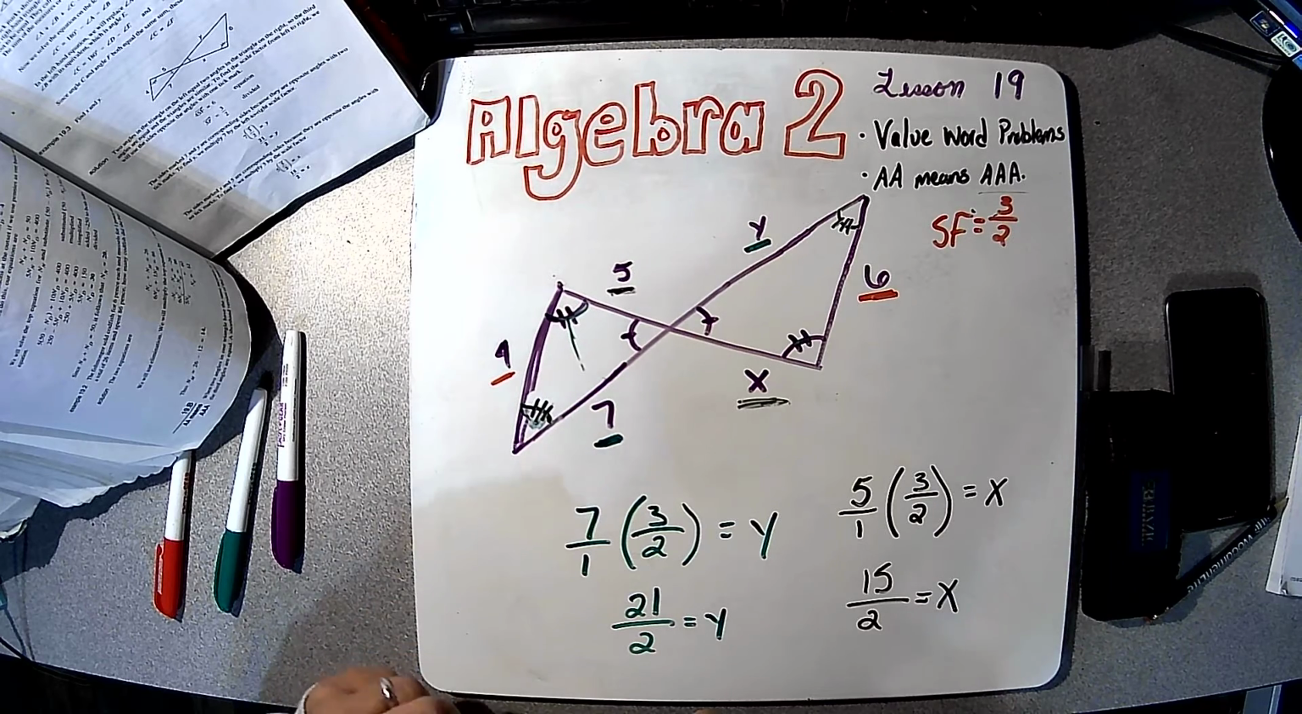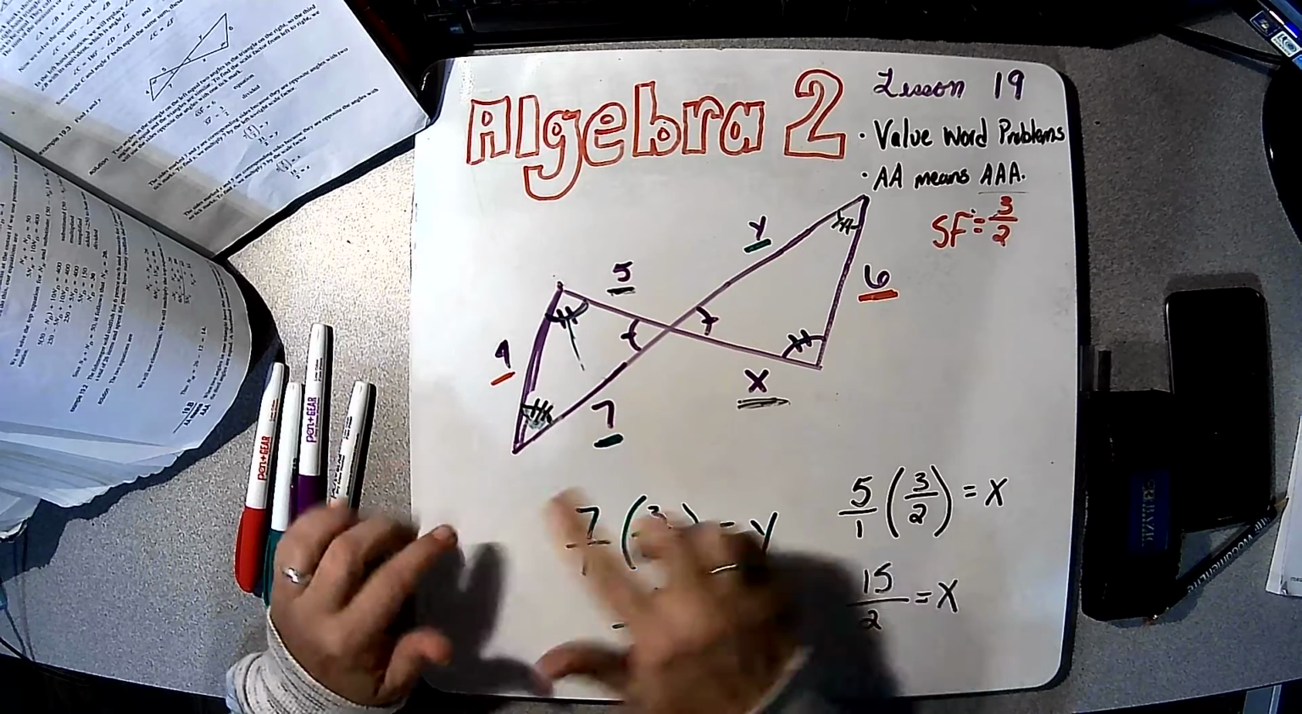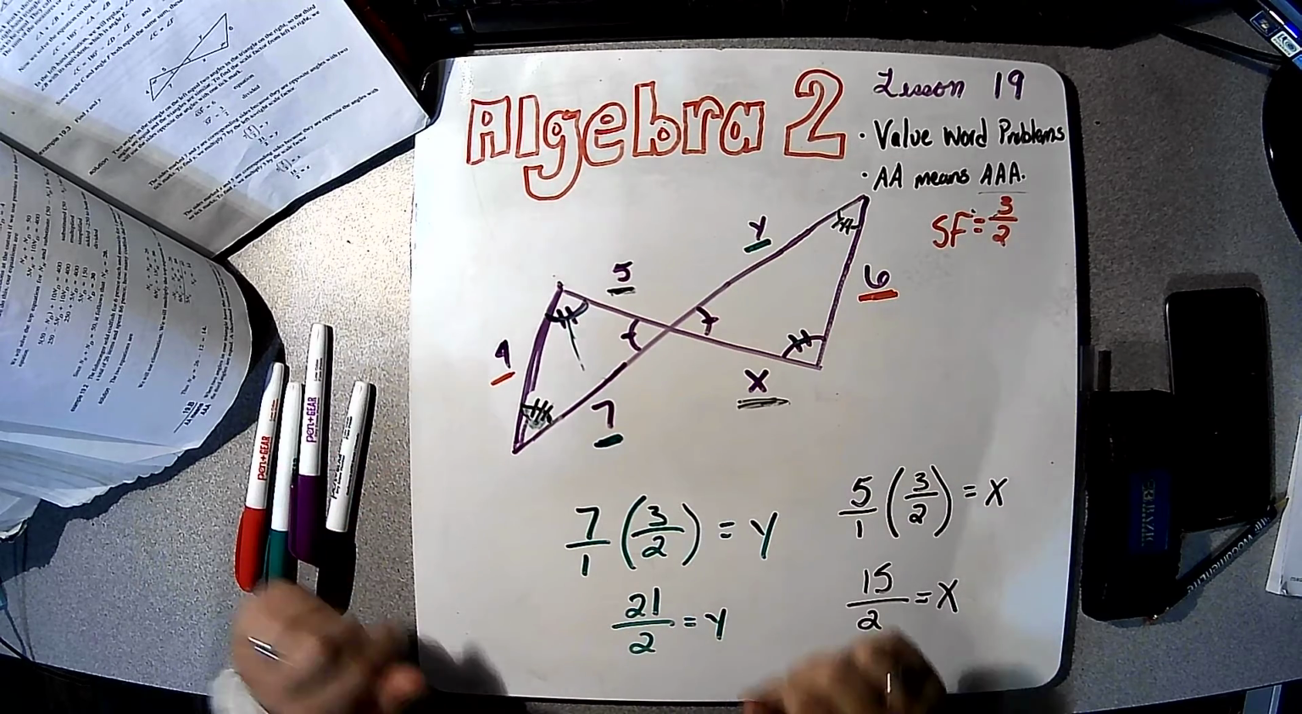So we just solve for x and y. And basically all that's telling you is that if two angles are the same, then the third one has to be the same.